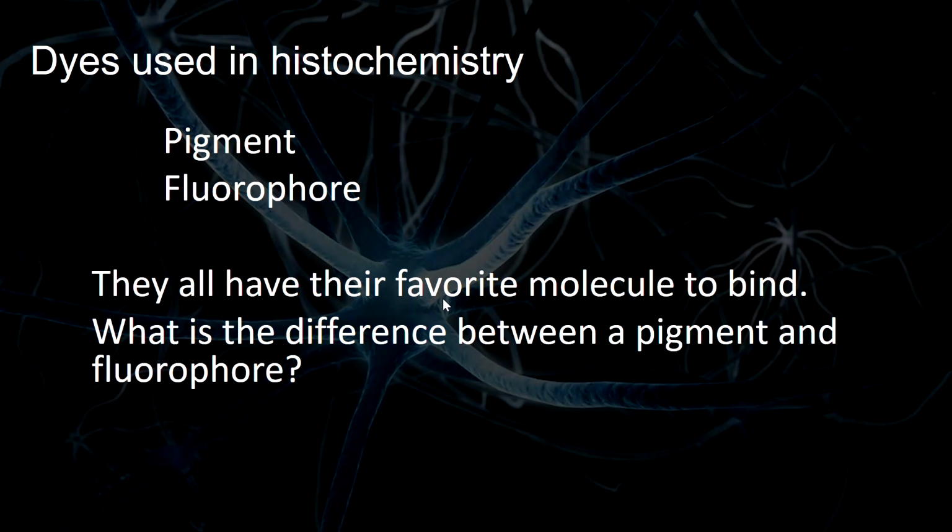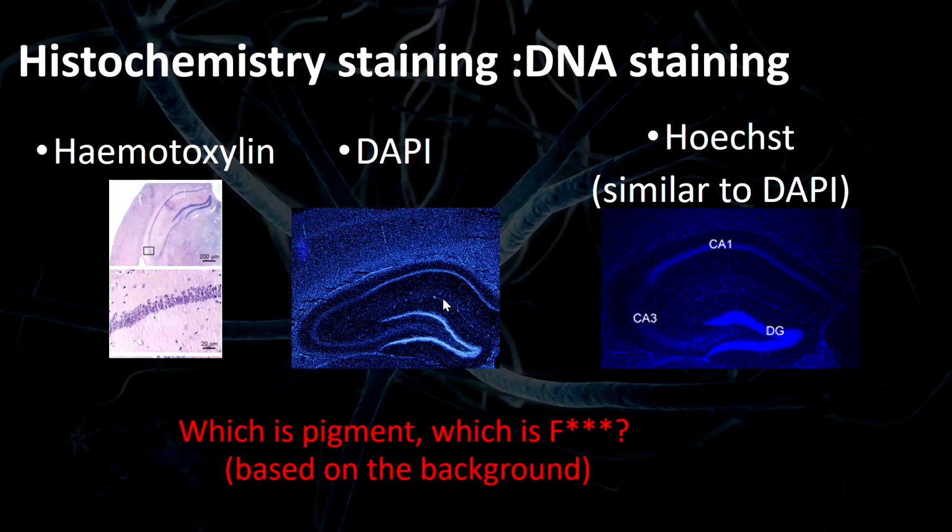Now, here comes the old question. What's the difference between a pigment and a fluorophore? Okay, so let's talk about specific dyes. First one, the DNA dye, DNA staining. We already used the DAPI last module, so you all know this is the DAPI. DAPI will stain the nuclei, right?